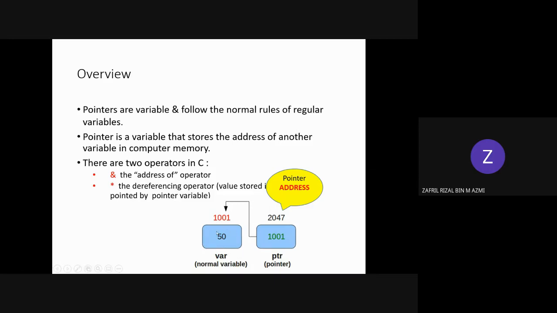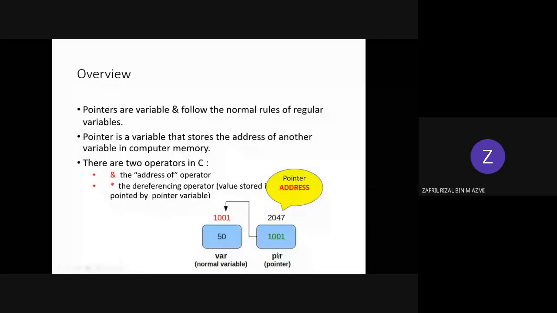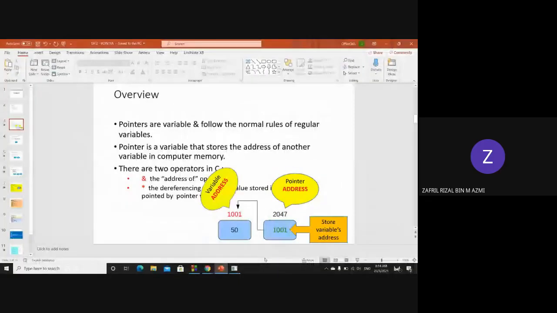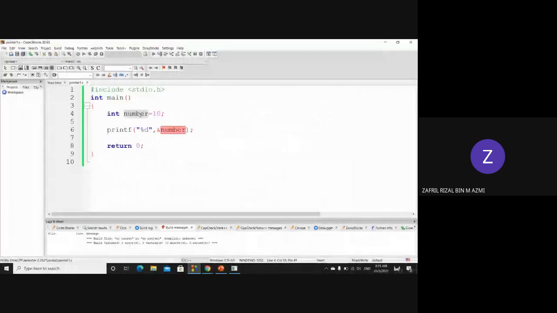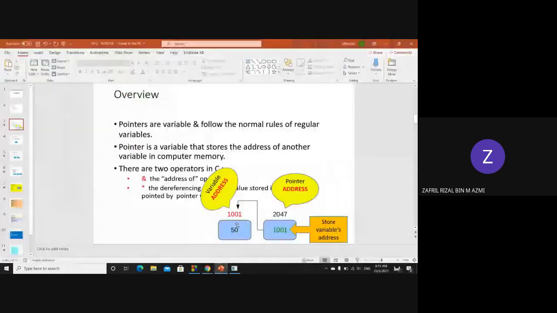So let's say we have var. Var is an integer variable, normal variable. And then we declare ptr, a pointer. Okay. So let me show you lah. Let me show you. So let's say we have var. Okay, var is a normal variable, and the value of var is what, class? Which one is the value of var? 50.